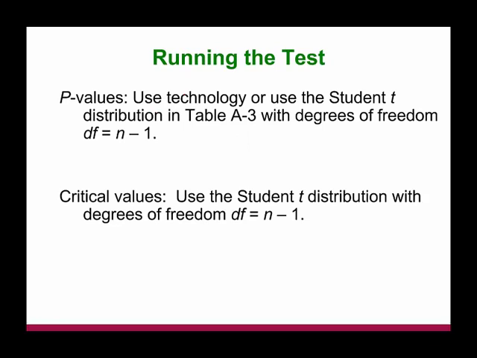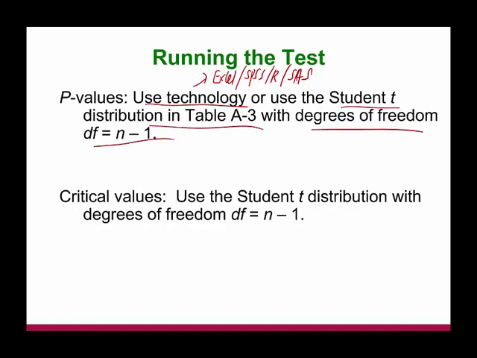And for p-values, we use technology, either Excel or any software, SPSS, R, SAS, either one of these works. We use the Student t-distribution in table A3 with degrees of freedom n minus 1. We also have a critical value method using the Student t-distribution with degrees of freedom equal to n minus 1, together with alpha.